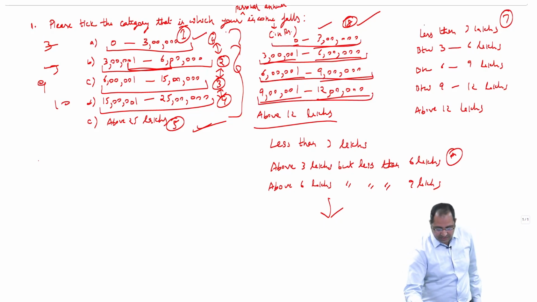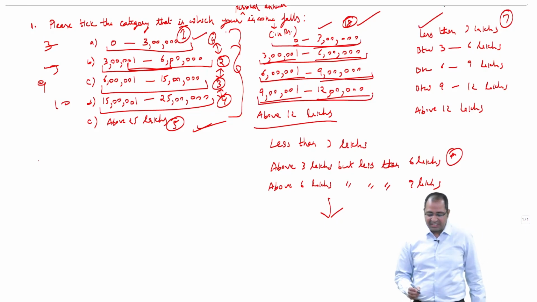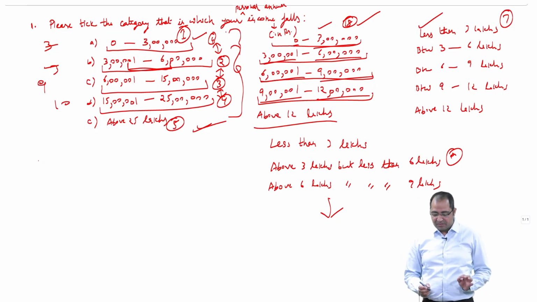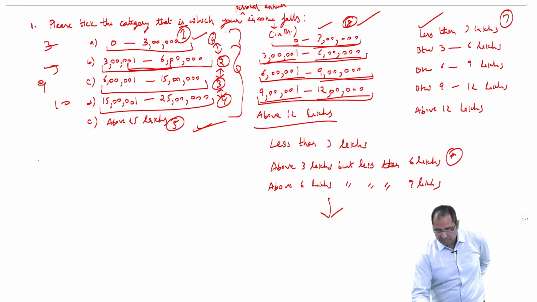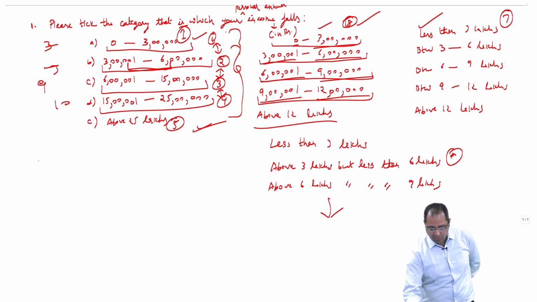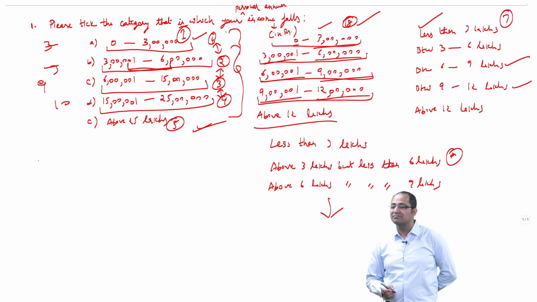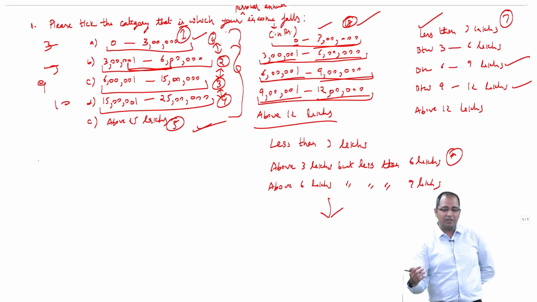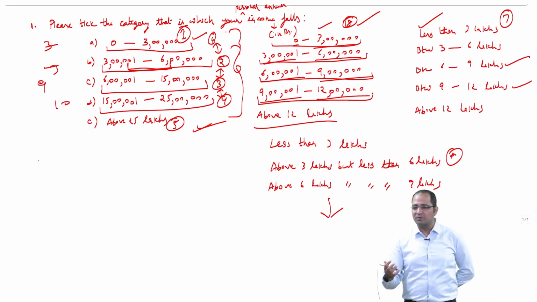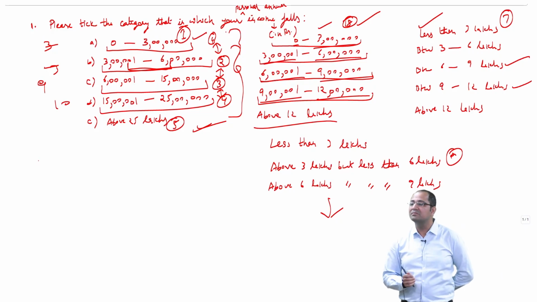Now if you look at this one, less than 3 lakhs, between 3 to 6, between 6 to 9. Now sometimes somebody who has an income of 3 lakhs or 6 lakhs or 9 lakhs, they could mark here or there. Generally people would say my income is higher, why should I mark on the lower category? But you don't know. So there also comes the problem.